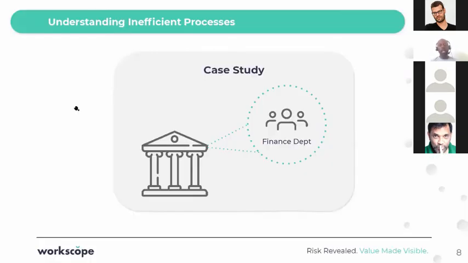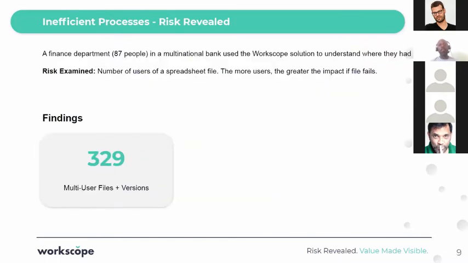The first case study we're going to look at is a finance department in a global organization. There's a finance department consisting of 87 people in a multinational bank, which used our Workscope platform to understand where they were using spreadsheets, where they had EUC risk. The primary thing they were interested in was understanding spreadsheets which had multiple users. To them, the more people that used the spreadsheet, the greater the impact would be if that spreadsheet failed.